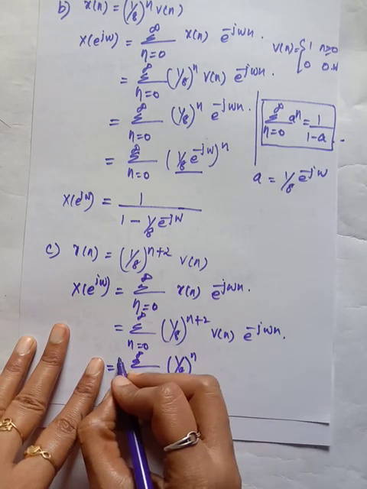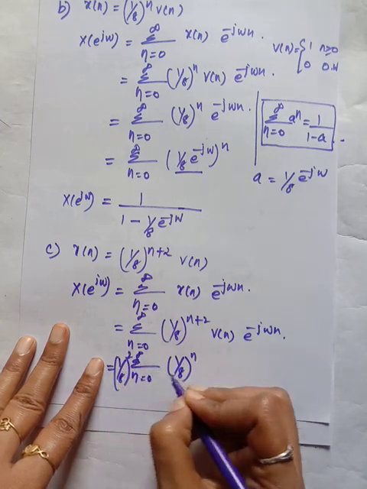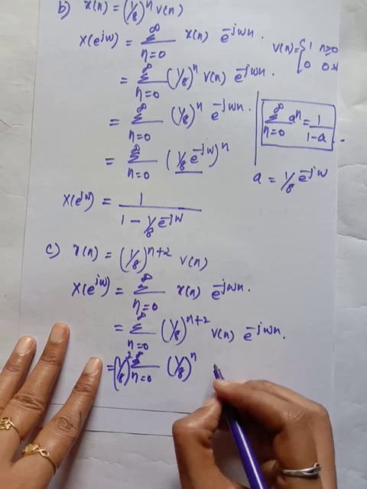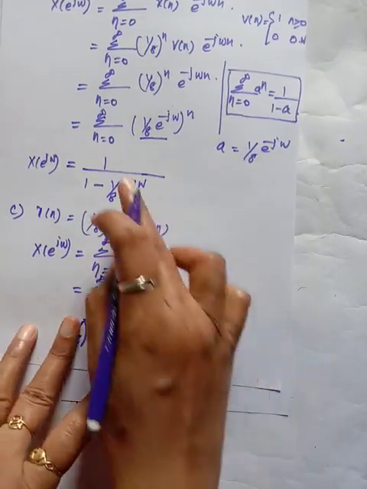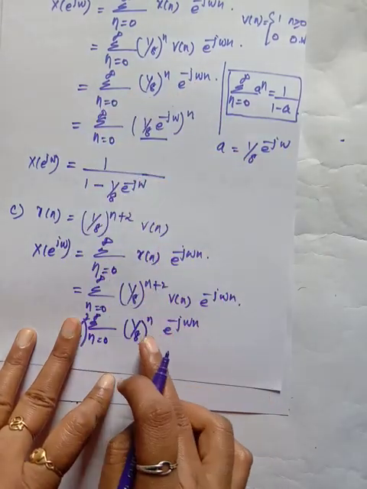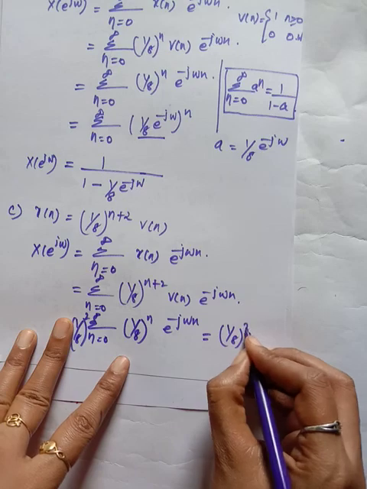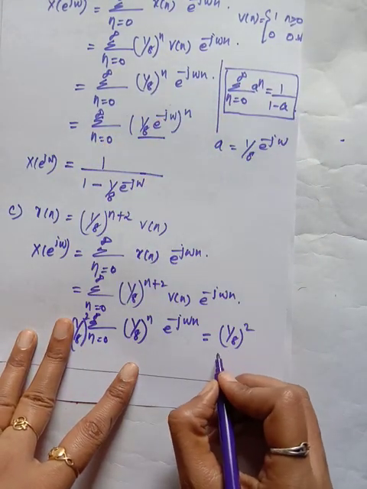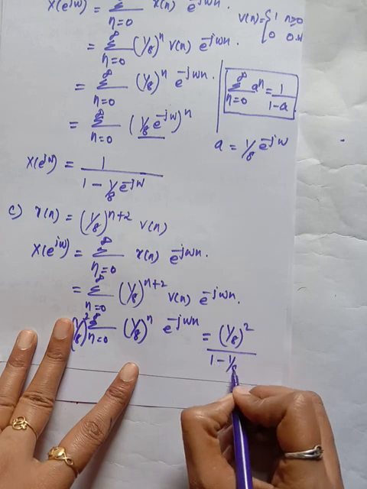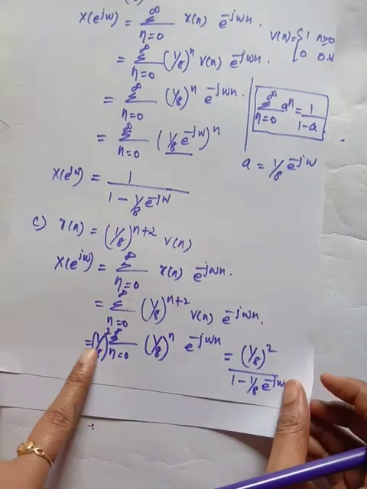power 2. Since here it is independent of n, I am writing it outside as a constant. Okay, u of n is 1, e power minus j omega n. Now here I am having the term similar to this. So I know that it is 1 by 8 the whole square. The resultant is the same. When you apply the formula, what I will get is 1 minus 1 by 8 e power minus j omega. So this is the resultant for this.